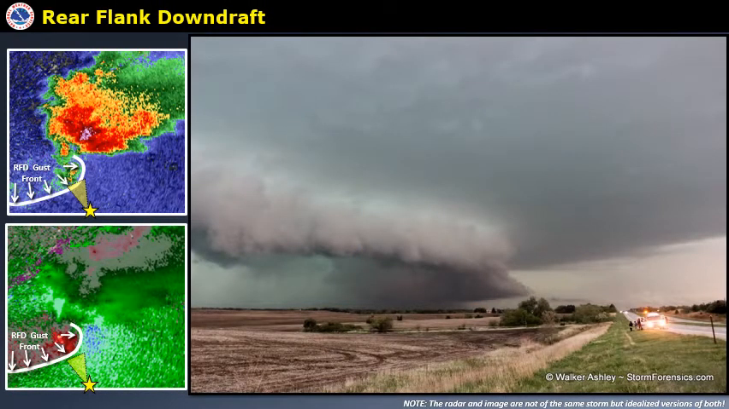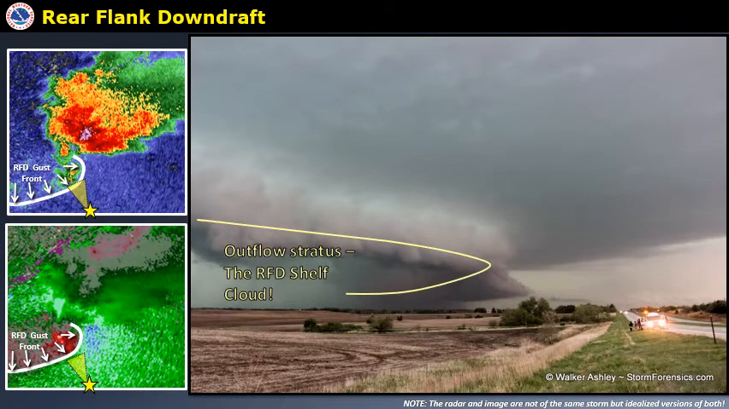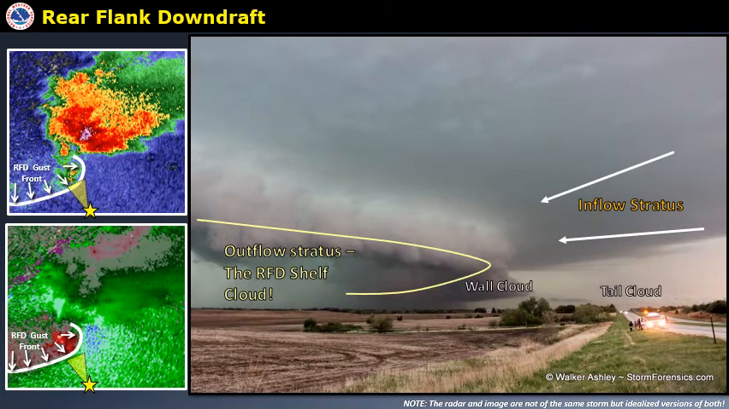Next, we will shift gears to the rear flank. Similar to the forward flank, we note the outflow stratus in the form of a shelf cloud with a precipitation core in its wake. From this perspective, however, the spotter is also able to visually capture a region of inflow. Note the smoother, more laminar-looking cloud structures in the inflow area and compare that to the more turbulent-looking clouds along and in the wake of the shelf cloud.